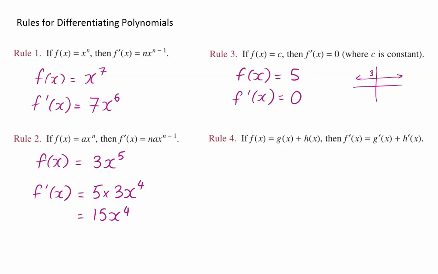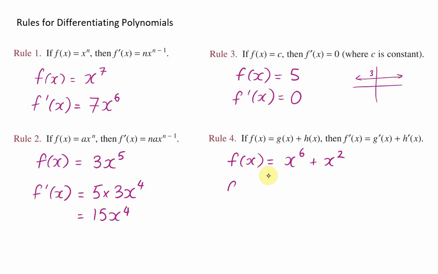Now our fourth rule comes in for when we have functions that are composed of a couple of functions put together. So for example, we won't do any coefficients, x to the power of 6 plus x to the power of 2. So in this function, g of x is x to the power of 6 and h of x is x to the power of 2.